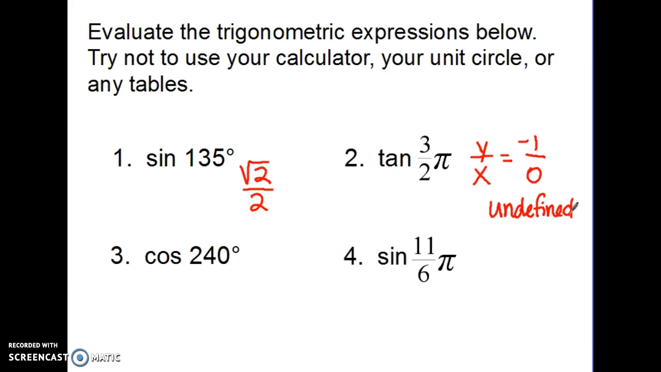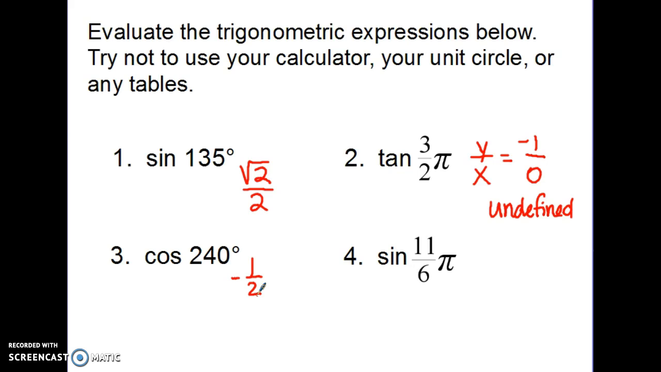The next one, cosine of 240 degrees. So where is 240 degrees on your unit circle? In what quadrant does it live? Quadrant 3. So you find 240 degrees and you look for the cosine value. Is that X, is that Y, or is that some combination of the two? X. So what's the X value at 240 degrees? -1/2.